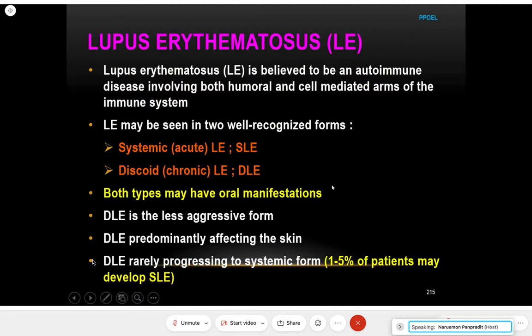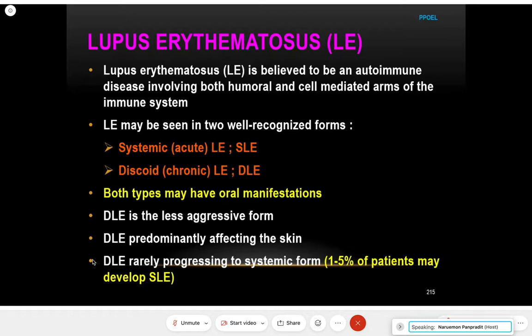Lupus is believed to be an autoimmune disease involving both the humoral and cell-mediated arms of the immune system. In fact, lupus has various subgroups, a lot of subtypes, but the most common or well-recognized forms are systemic lupus erythematosus or SLE, and discoid lupus erythematosus or DLE. SLE is systemic and an acute form. DLE is a chronic form. This is the most common, well known. Both types of lupus have oral manifestations and look very similar to oral lichen planus.